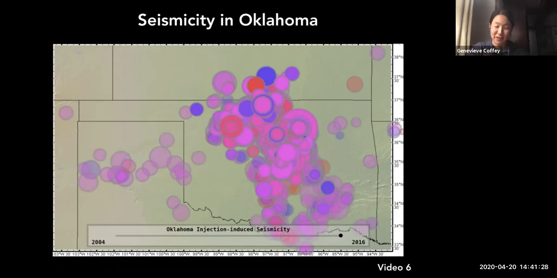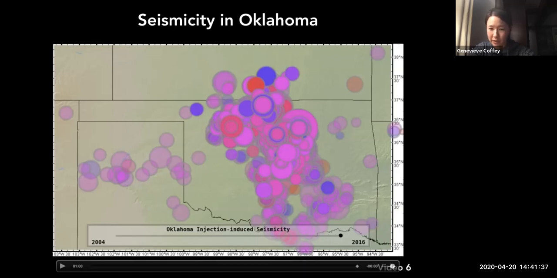And you can see in this video that it really starts off slow, but the seismicity rate really picks up around the 2012 time. And these earthquakes are mostly focused around injection well sites. But since then, I think regulations have gotten stricter and the amount of seismicity has dropped significantly. It's still occurring, but nowhere near the extent that it did in 2016, 2015.